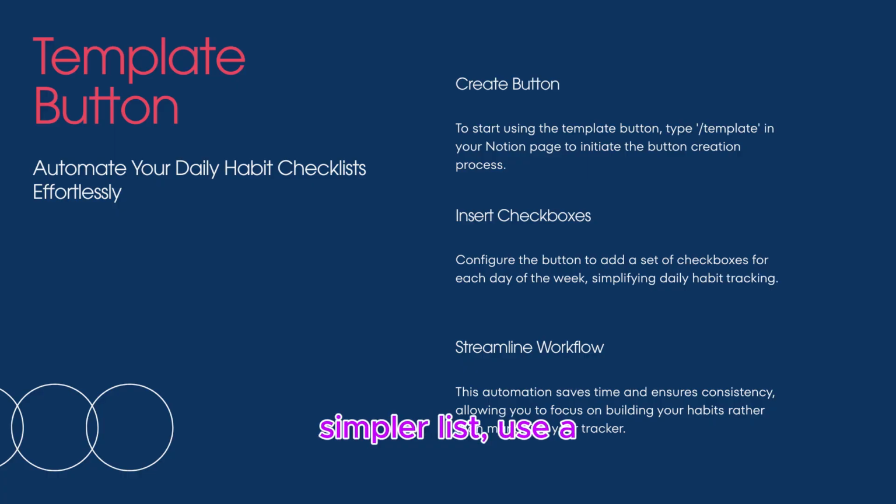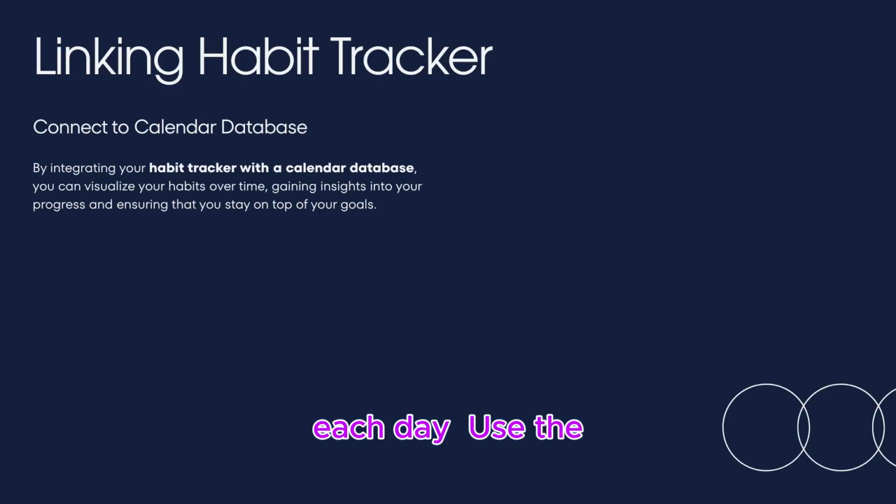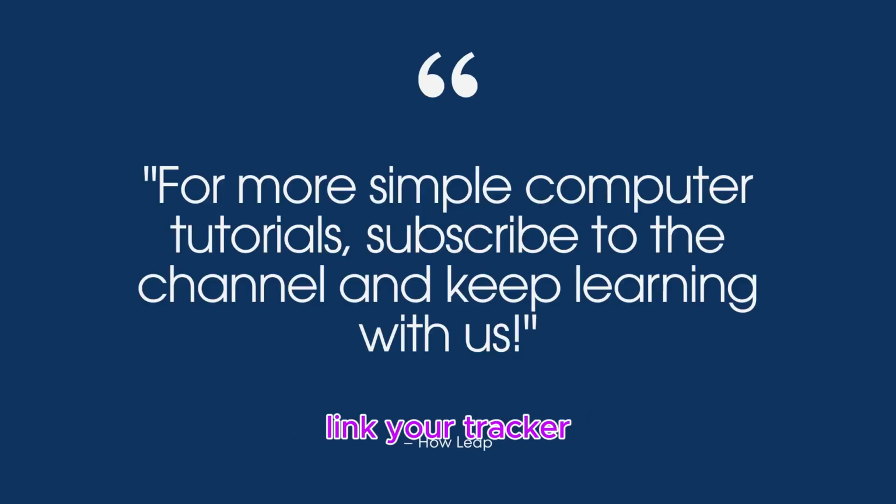For a simpler list, use a to-do list and duplicate it for each day. Use the template button feature. Type /template and create a button that inserts a fresh set of checkboxes for each day. You can also link your tracker to a calendar database for a timeline view.